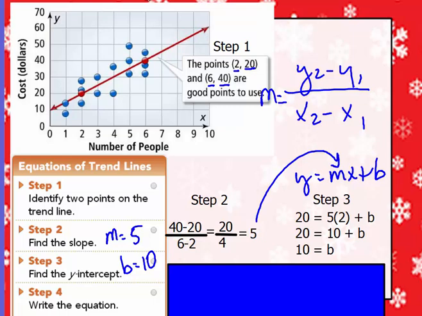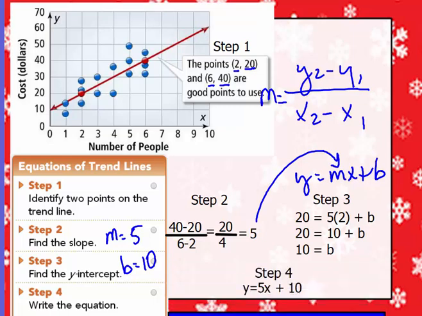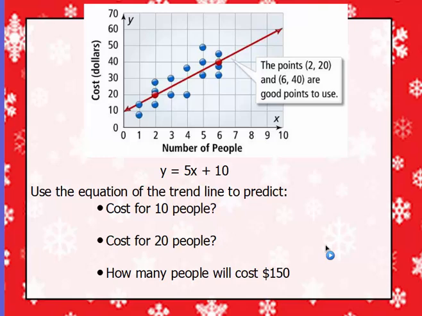And now what we can do with that is I can then write the equation of my line, which is 5x plus 10. So I plug my slope into the slope spot, my y-intercept into the y-intercept spot, and we end up with that equation. Now what that allows me to do is then make some predictions. So it says use the equation of the trend line to make a prediction.